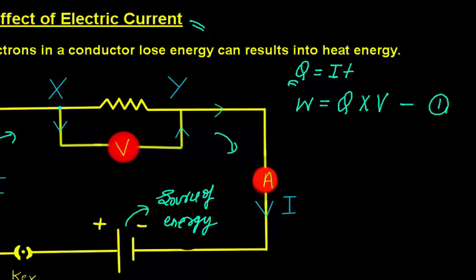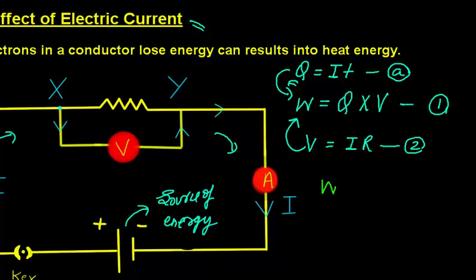Now friends, further, from Ohm's law, as we have discussed, I have V equals I R. If this is our equation A, if this is our equation 1 and this is our equation 2, then by using these three equations and by plugging the value of equation A and equation 2 into equation 1, I may have W equals, in place of Q I am going to write I T and in place of V I am going to write I R.